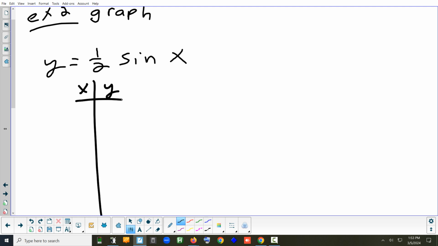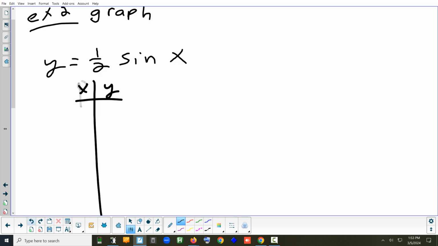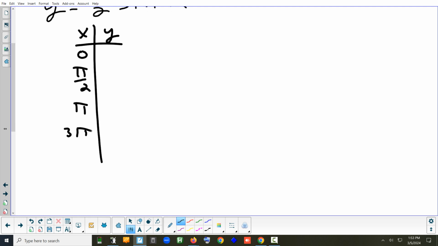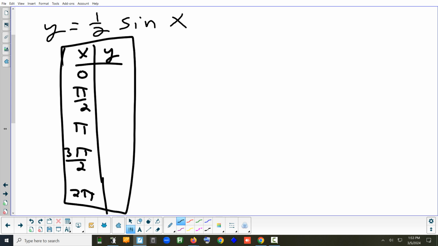The x's are going to stay the same. And what are my x values? 0, pi over 2, pi, 3 pi over 2, and 2 pi. Are those going to change in any of the problems for tonight? No, those are always going to be the same. All right, so here's going to be my table.